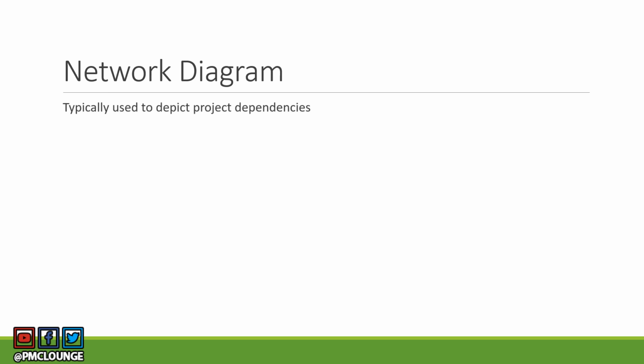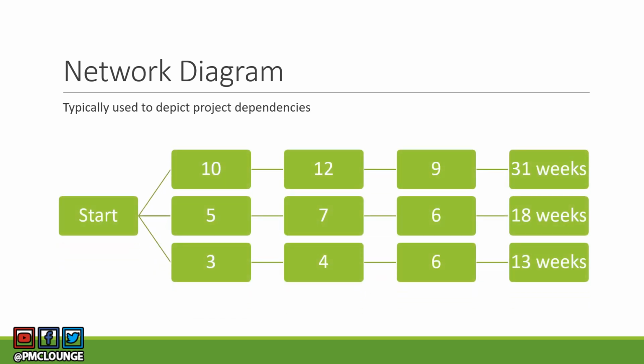Network diagrams are typically used to depict project dependencies. If there are dependencies between different activities of the project, this is where a network diagram comes in pretty handy, and it is pretty helpful. Now a very simple network diagram is here. This is how you start. You've got three different activities and the time that they are going to take. You've got one which is 31 weeks, you've got 18 weeks, and then you've got 13 weeks.